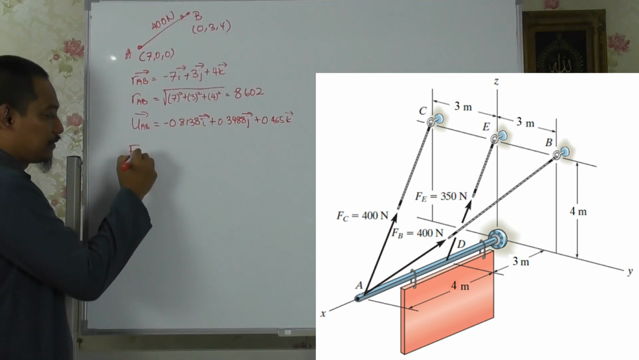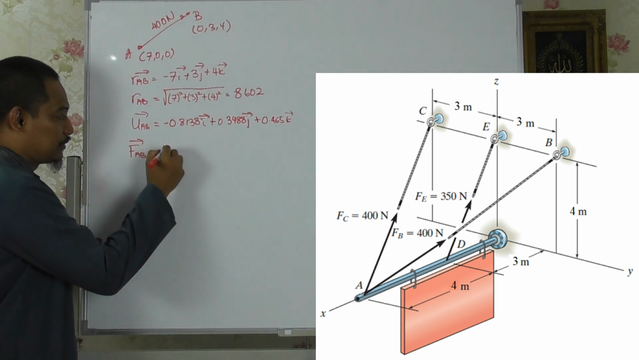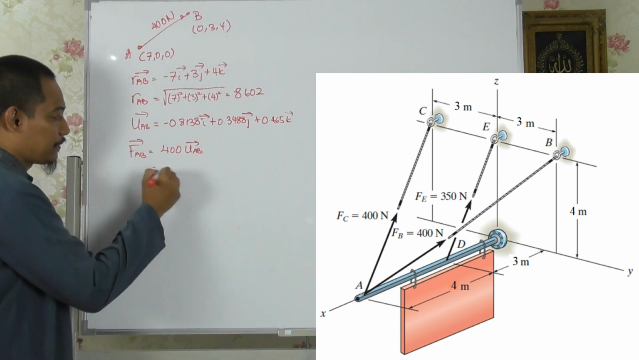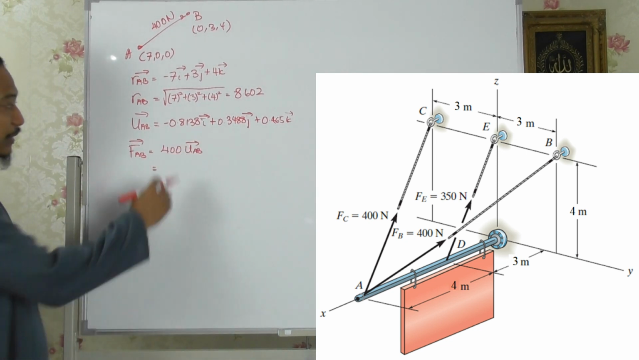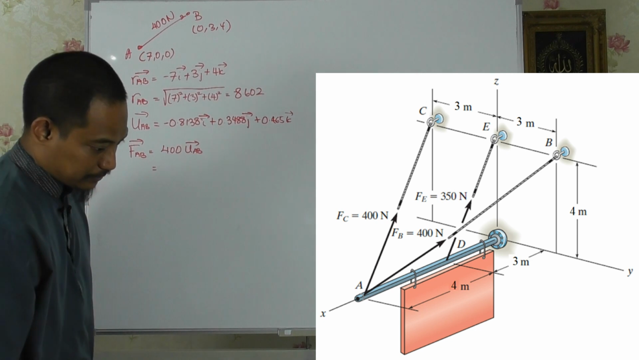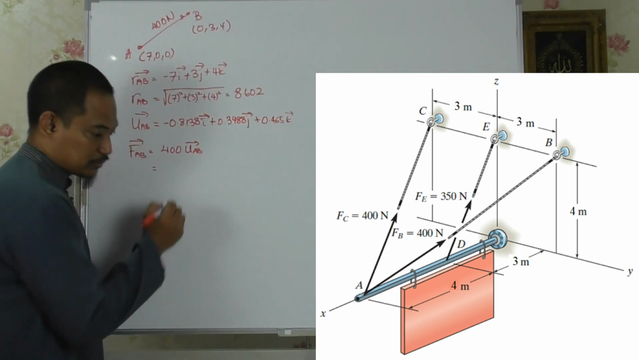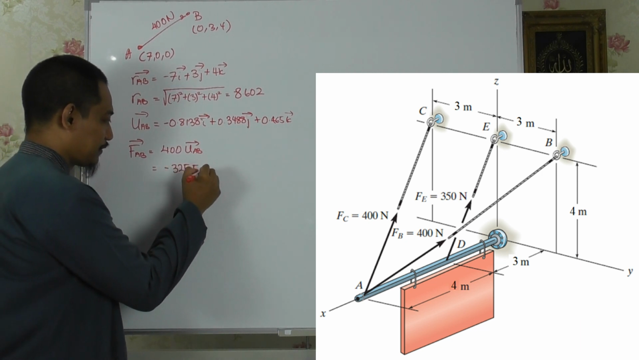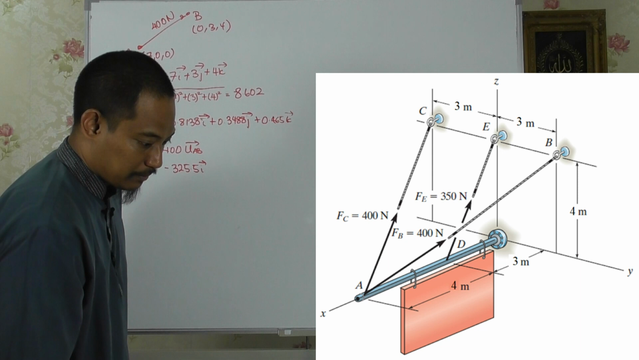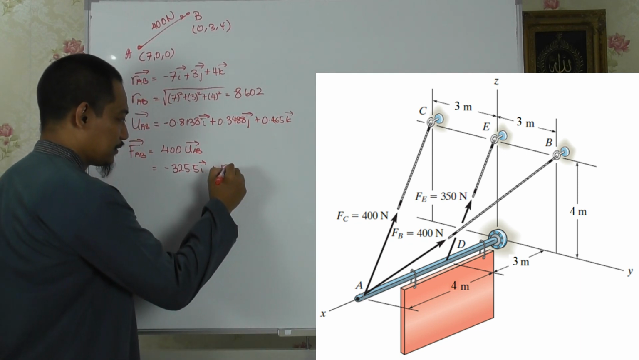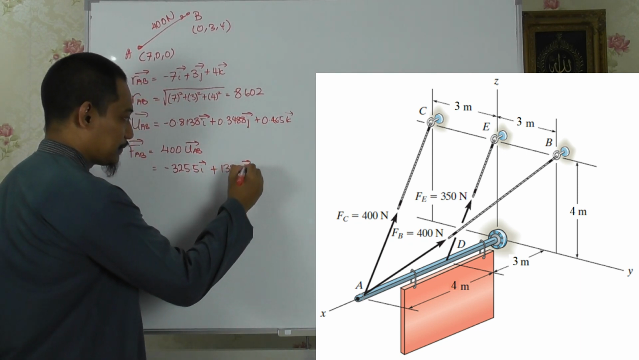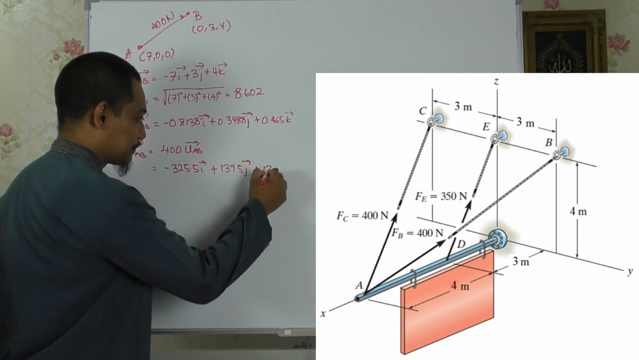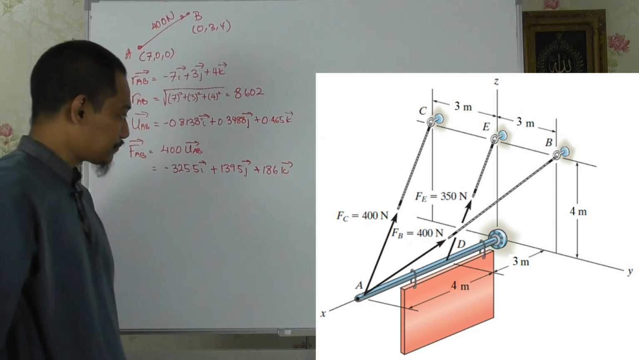So FAB is just 400 Newton times UAB, right? If you multiply 400 with all of this, you'll get the vector, which is minus 325.5 I plus 139.5 J plus 186 K, right?